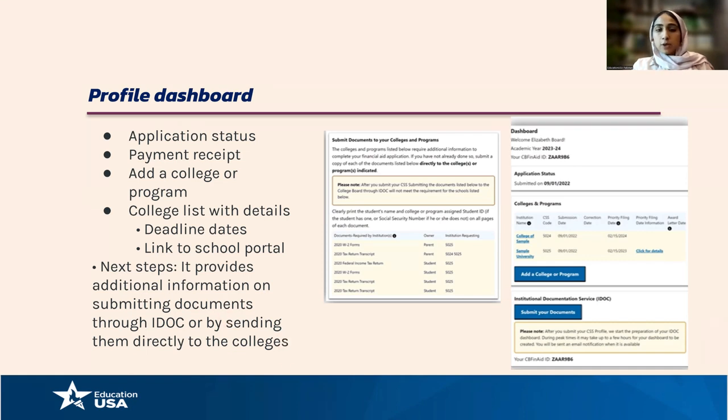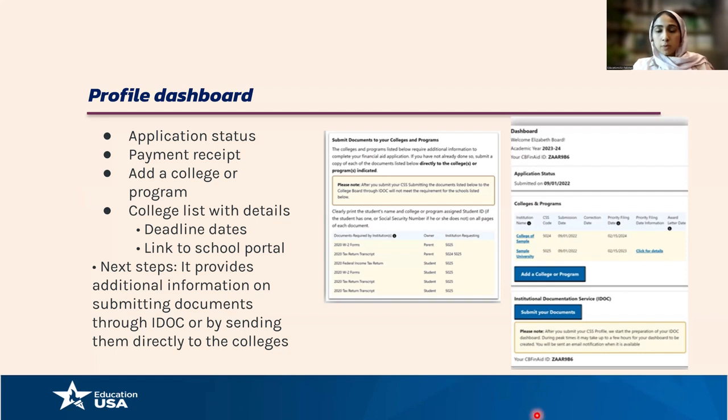The next steps that you will be focusing on are any additional information on submitting documents. You will have to submit those documents through iDoc or by sending them directly to the colleges. So make sure you are in contact with your colleges. You can call them. Again, their number will be on their website, or you can even get their email through the Common App. So make sure you're doing that.